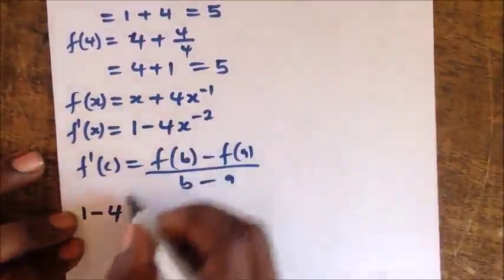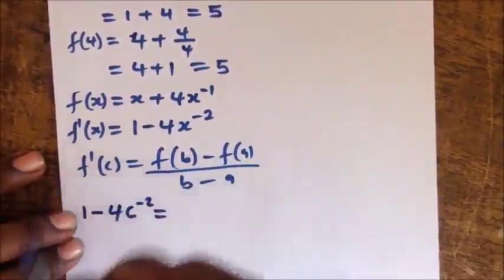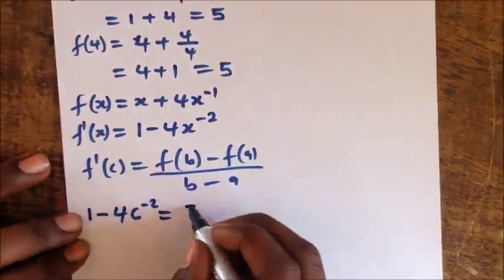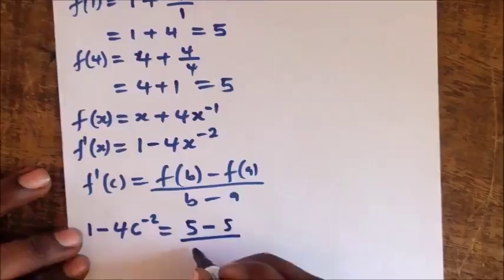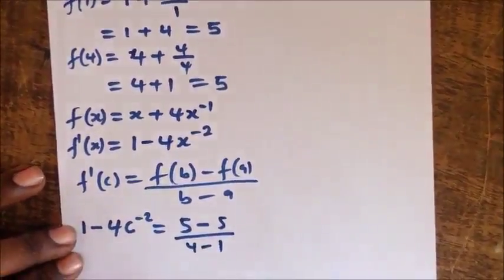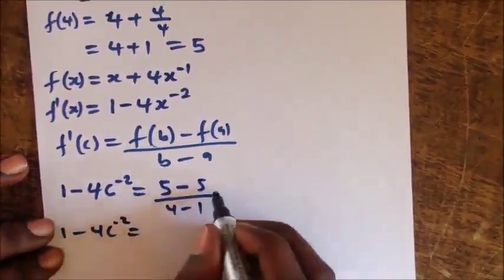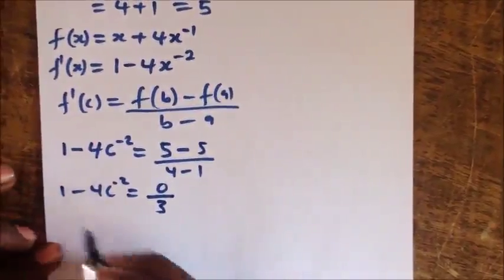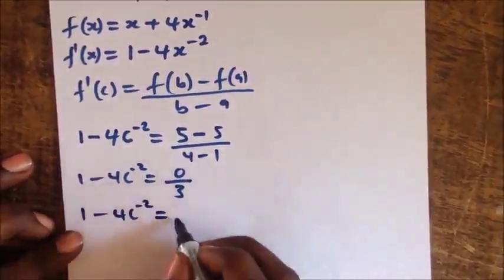with c replacing this x, raised to the power minus 2, is equal to f of b. Remember, the interval is a comma b. So f of b is f of 4, and f of 4 is equal to 5, minus f of a. F of a is f of 1, and f of 1 is equal to 5, divided by b, and our b is 4, minus a, and a is 1. So 1 minus 4c raised to the power minus 2 is equal to 5 minus 5, which is 0, divided by 4 minus 1, which is 3. Let's divide this: 1 minus 4c raised to the power minus 2 is equal to 0 divided by 3, which is 0.